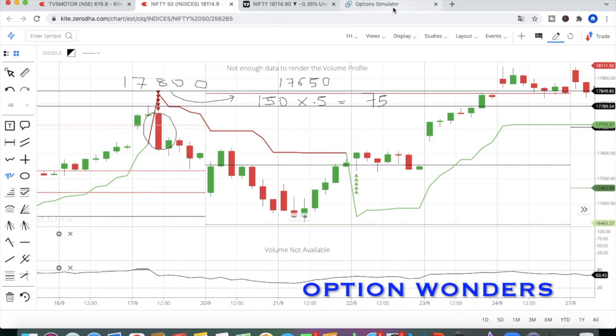So now let's get into the strategy. 17,800 is what we are selecting, and you have to look into the time which you are entering. So this is the time which you will be entering: 12:15. We got confirmation at 11:15, and at 12:15 we will be entering the trade, after this candle finishes.